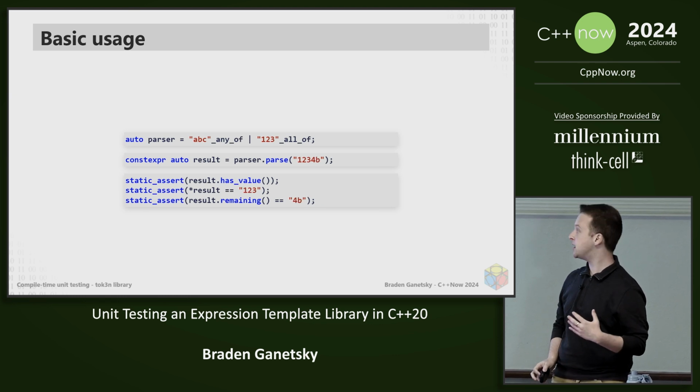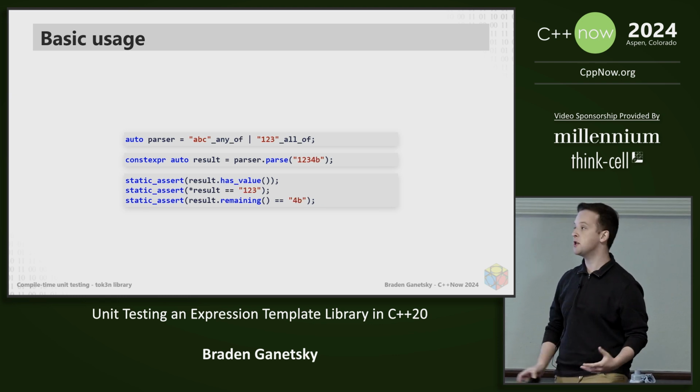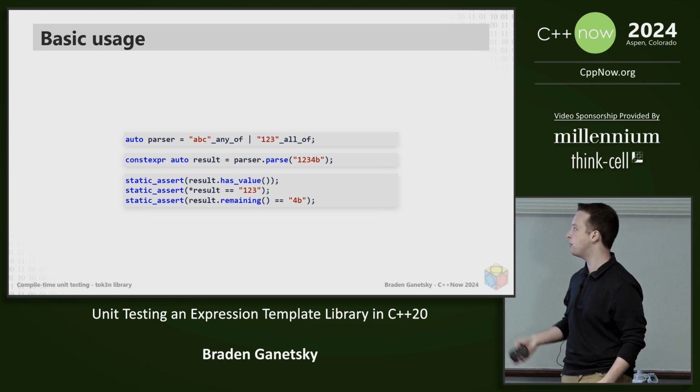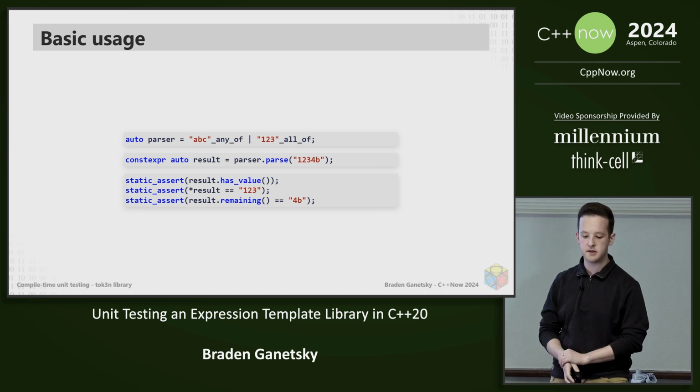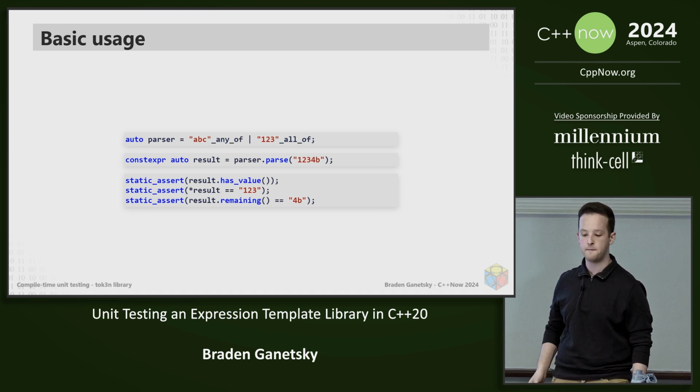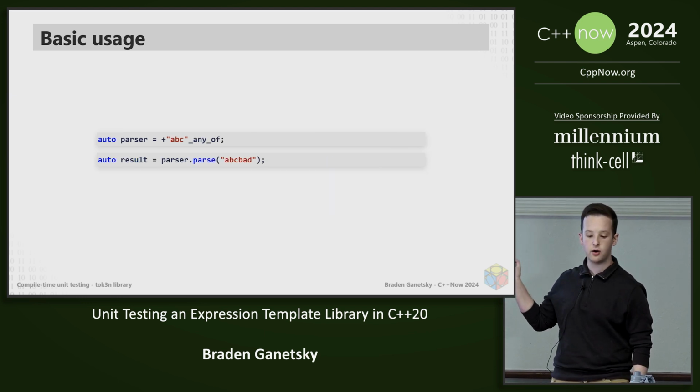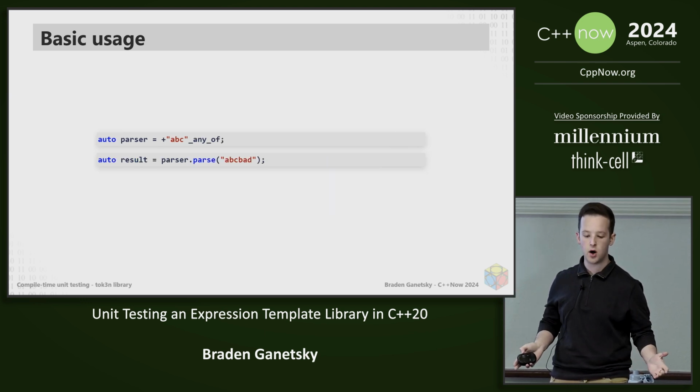If instead I change it to be 1, 2, 3, 4b, it tries the any of parser, it fails, then it tries the all of parser, and it returns 1, 2, 3. And the remainder is 4b. So this should be pretty self-explanatory. Interrupt me at any time, though. If you want to know more, it is CppNow. Another operator I have is the plus operator overloaded for 1 or more.